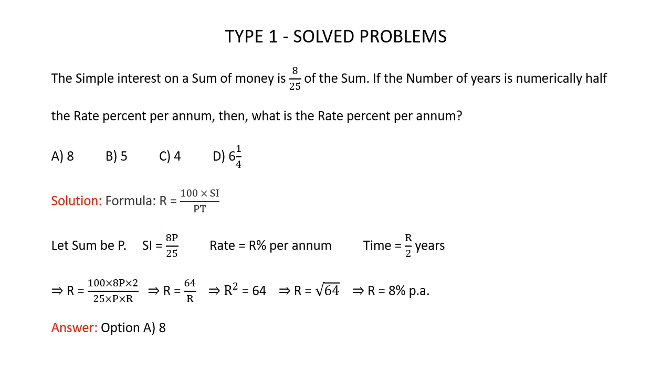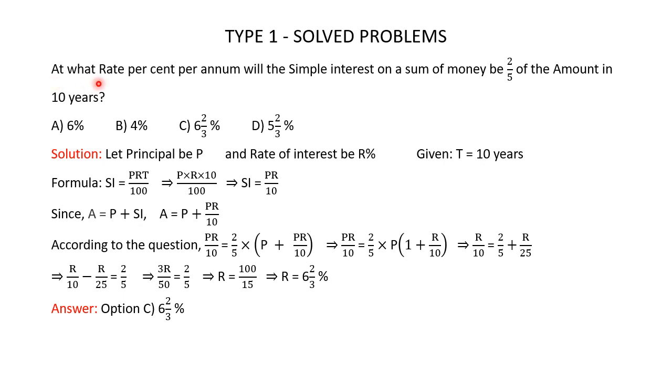Now substituting all these values in the formula here, we get R is equal to 100 multiplied by 8P by 25 divided by P multiplied by R by 2. On solving this, we get R is equal to 64 by R, which is nothing but R squared is equal to 64. So R is equal to square root of 64, which is 8. So the rate of interest is 8% per annum. The correct answer is option A, 8.